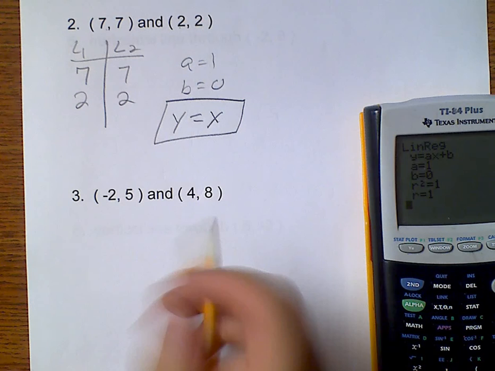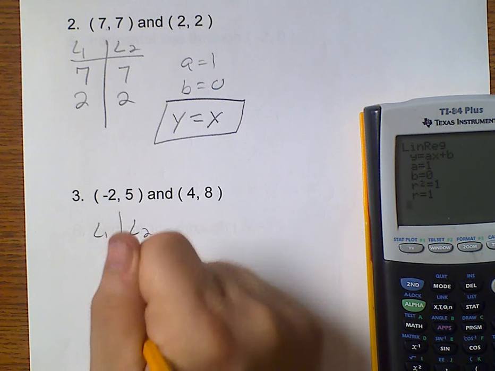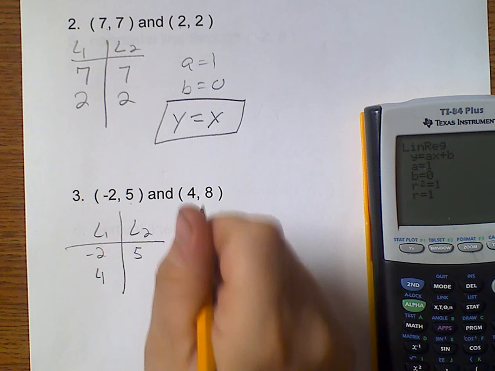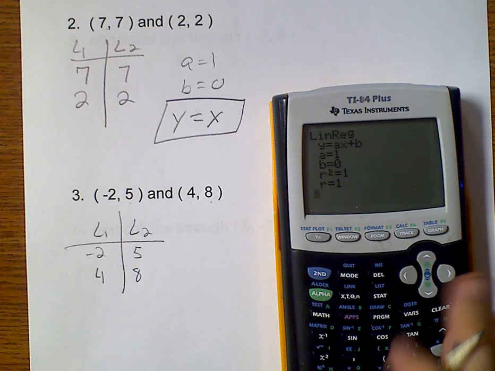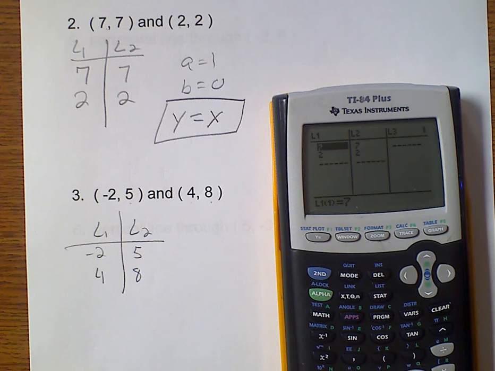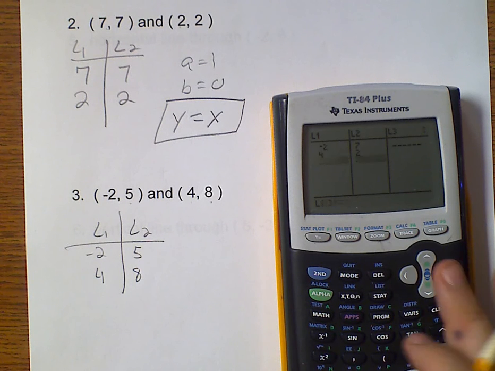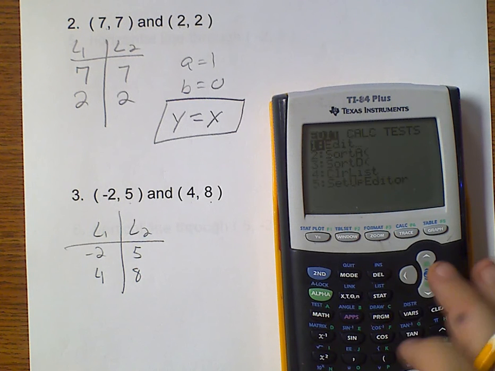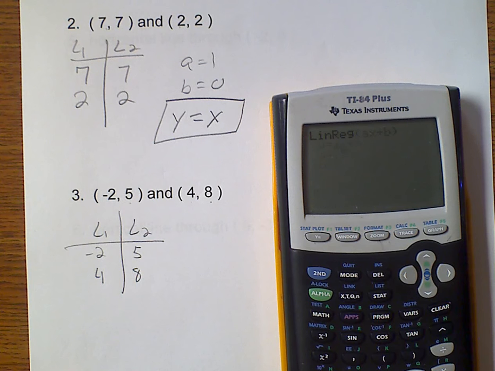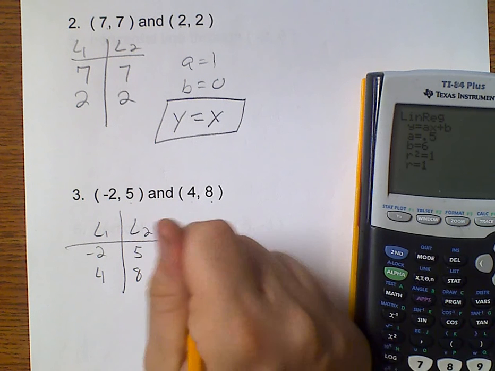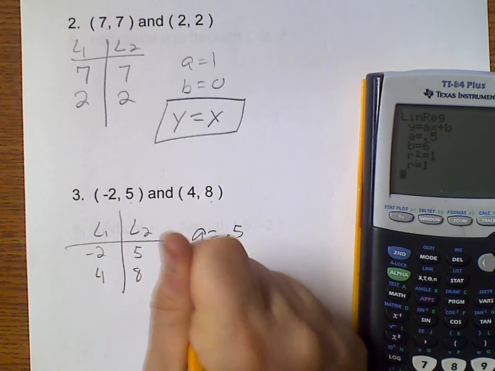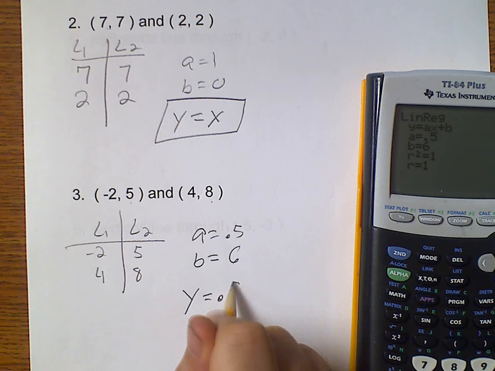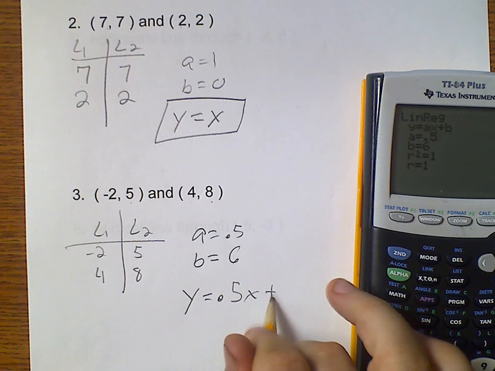Again, L1 and L2: -2, 4, 5, and 8. Stat, Edit, -2, 4, 5, 8, linear regression. I get that a equals 0.5, b equals 6, and so y equals 0.5x plus 6.